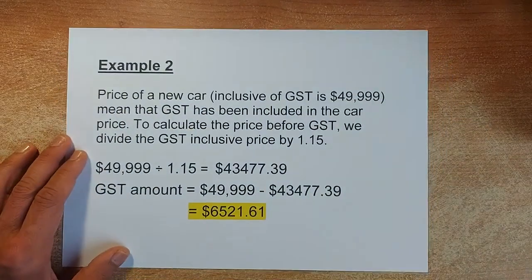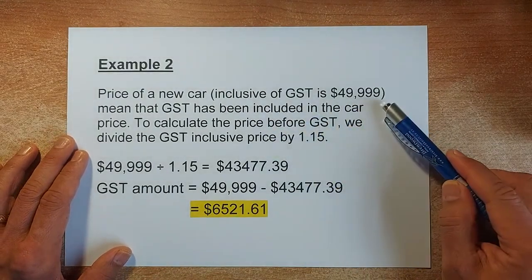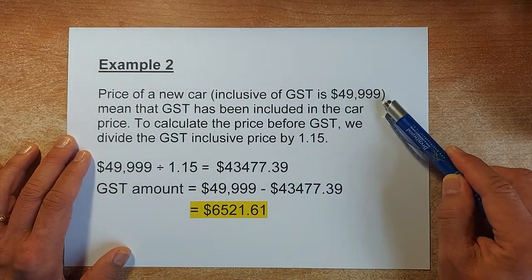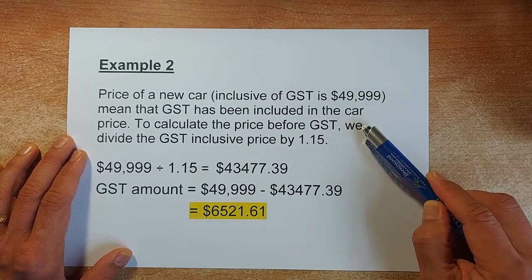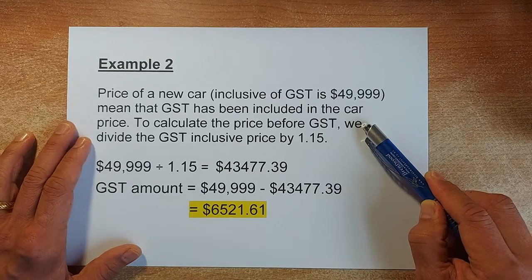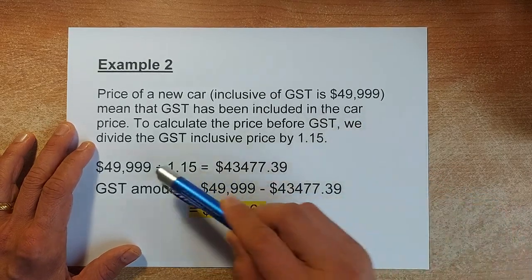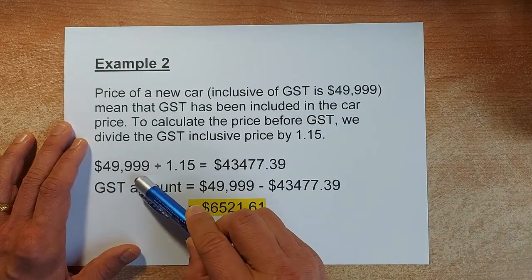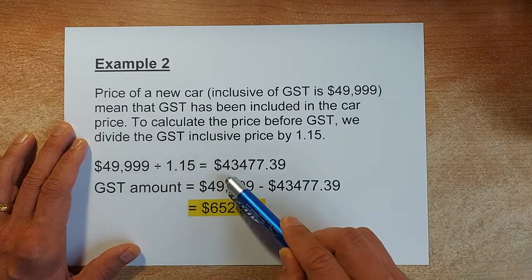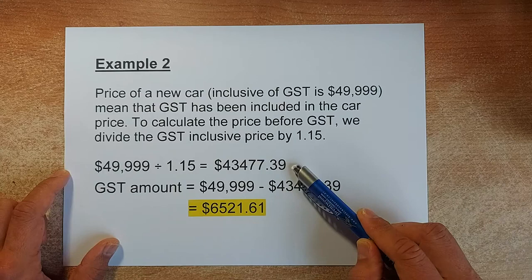Let's look at an example. The price of a new car, inclusive of GST, is $49,999. They always like to put 999. It's actually close to $50,000. This means that the GST has been included in the car price. To calculate the price before GST, as I said before, you divide the price by 1.15. So 49,999 divided by 1.15, put it in your calculator, is going to be 43,477.39.